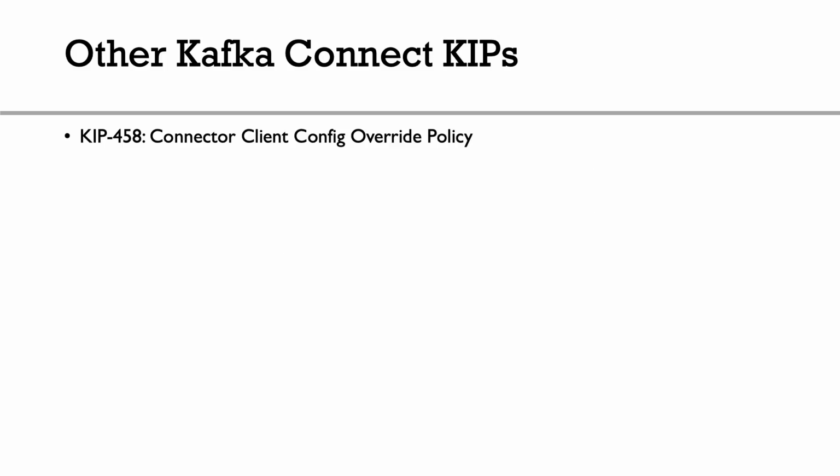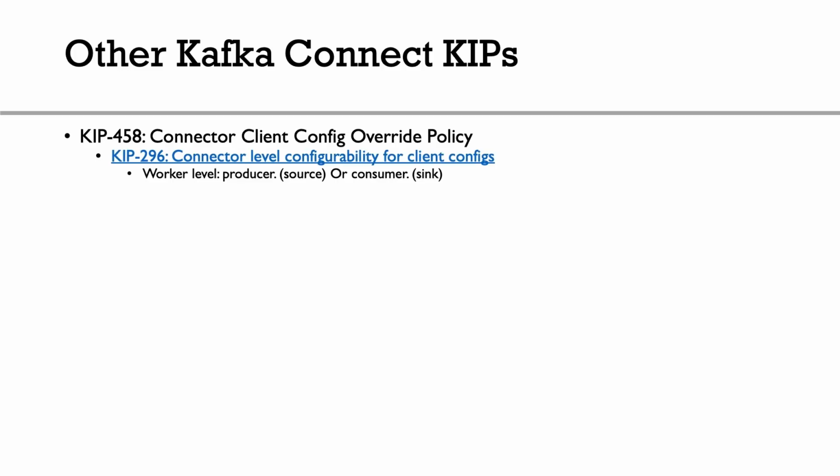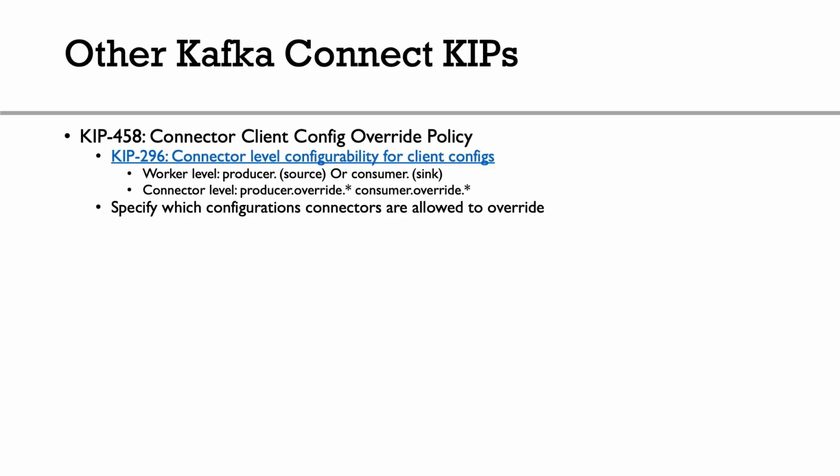Other Connect KIPs: you have a connector client config override policy, that's KIP-458, and it gives you worker level or consumer level overrides that are available for you. And you're able to specify now which connectors are allowed to override which setting using that policy. So if you have a managed Kafka cluster, I think that's a really helpful change. By default, none. That means that no configuration can be overridden, and it's up to you to use one of the available implementations or implement your own.